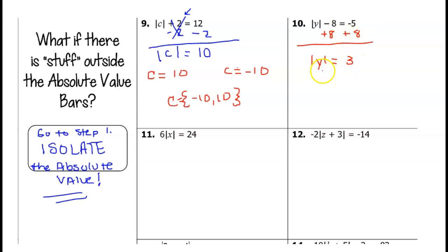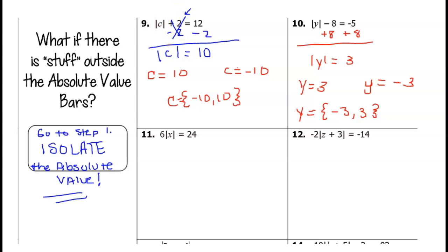And now this looks exactly like what I am used to dealing with, right? I set y equal to 3, and then y equal to negative 3, just pulling it out of the absolute value. My solution set then would be y equals negative 3 and 3.